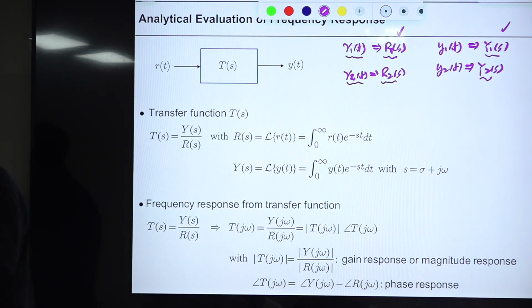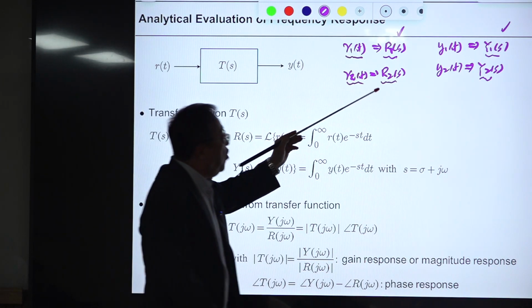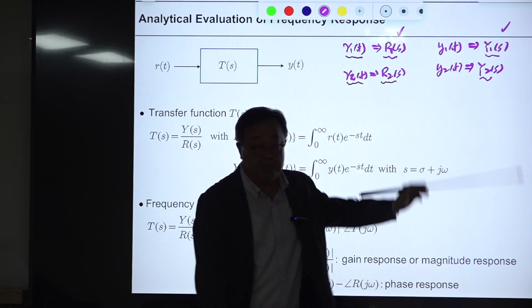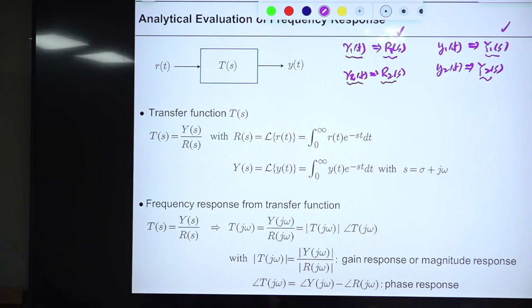But the thing is, the ratio is the same. This one is way different, and this one is also way different from this, but their ratio remains the same. Yet the ratio of output divided by input in terms of Laplace transformation is exactly the same as this one. This is called T(s). So T(s) is unique.